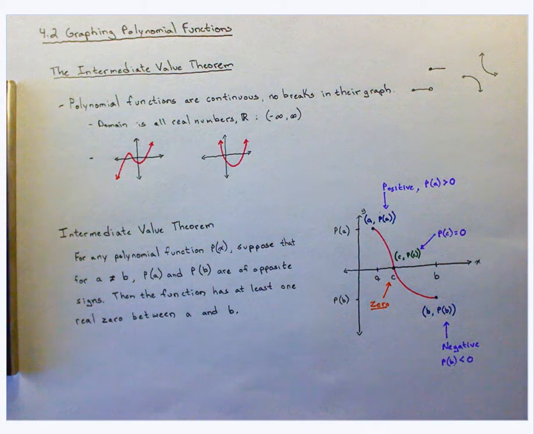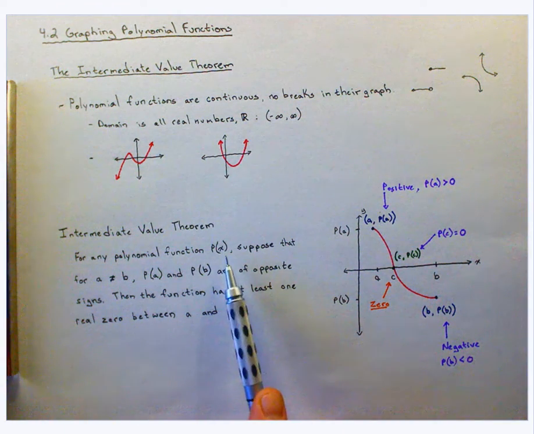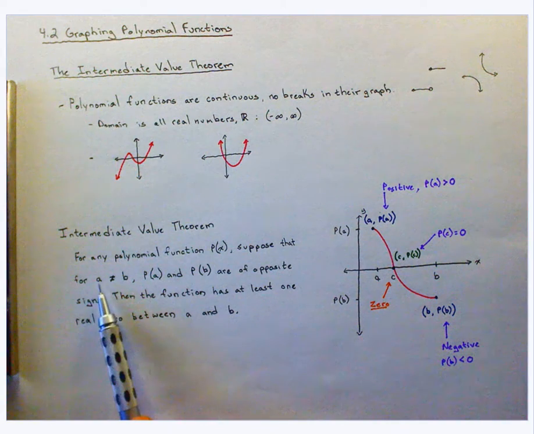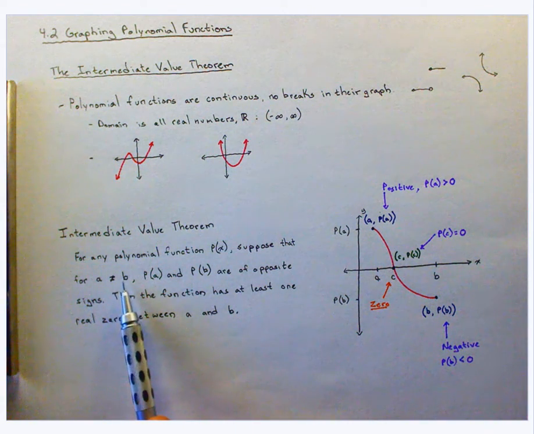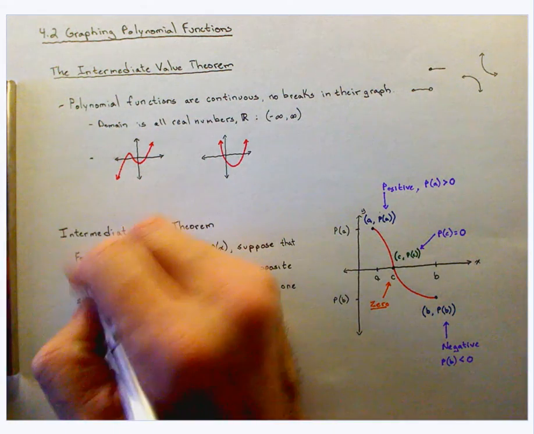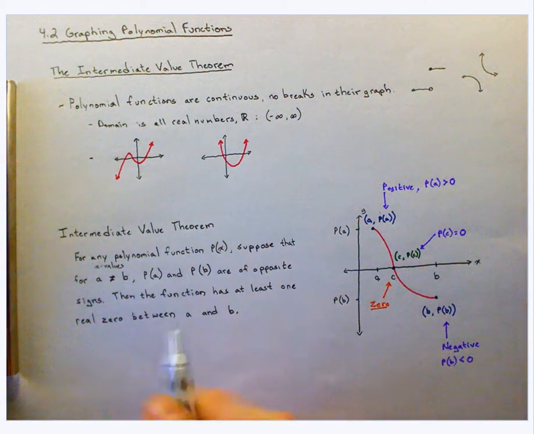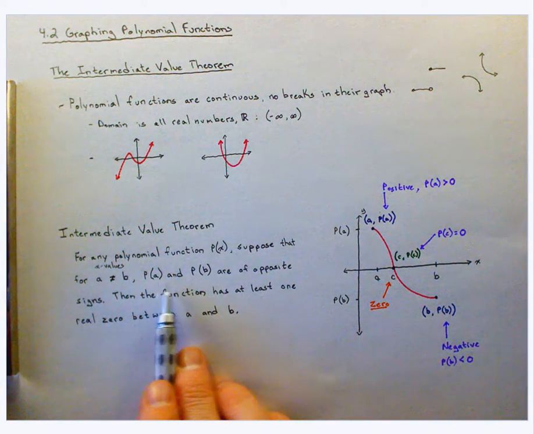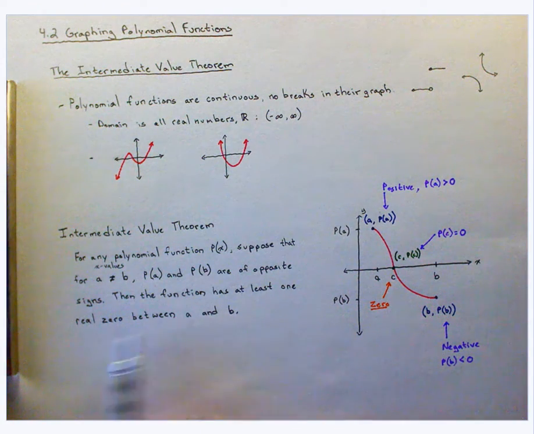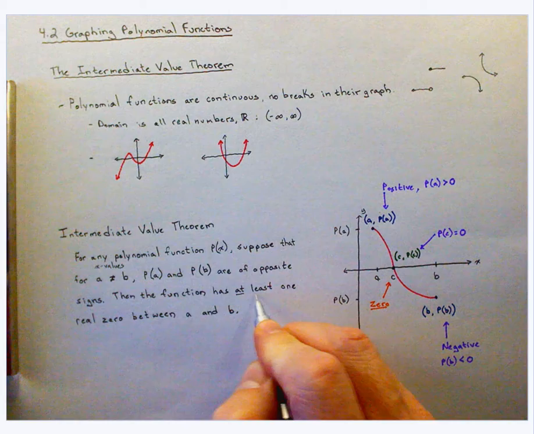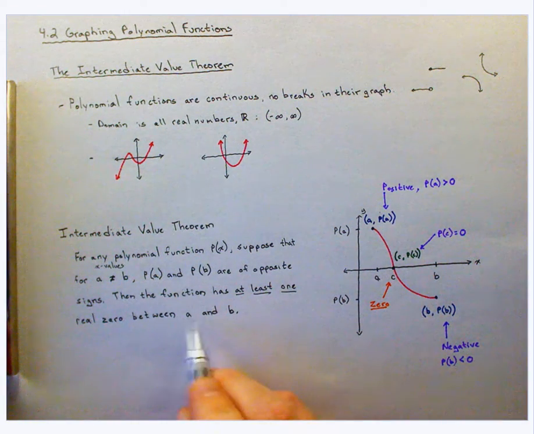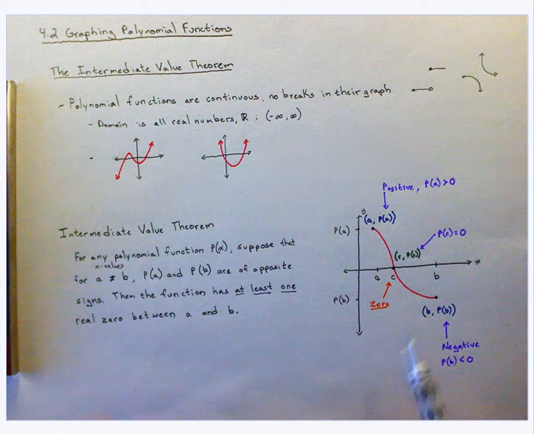So what the intermediate value theorem says is that for any polynomial function, and we'll call it p of x, suppose that for a does not equal b, and these are just x values right here, p of a and p of b are of opposite signs. Then the function has at least one real zero, so at least one real zero between a and b. So let's look at it on a graph.